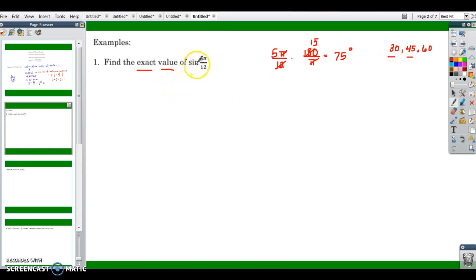So instead of writing it as the sine of 5 pi over 12, what I'm really doing is the sine of 30 plus 45. But because our original problem is in radians, we want to make sure we carry radians all the way through the problem. So 30, if I were to write that in radians, 30 goes into 180 6 times. So 30 is pi over 6 radians.